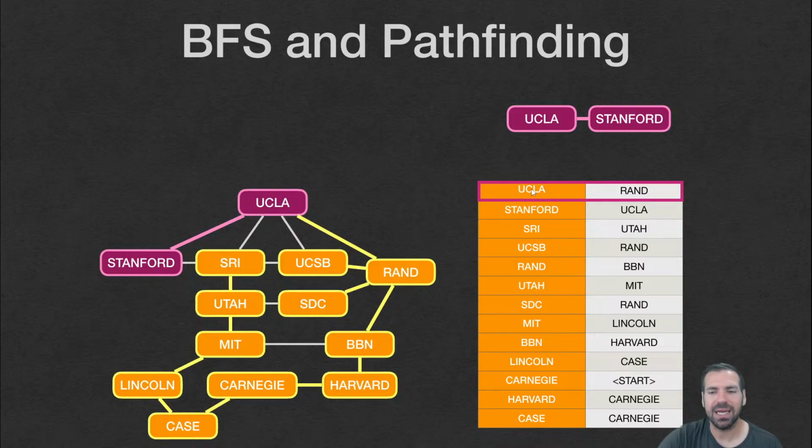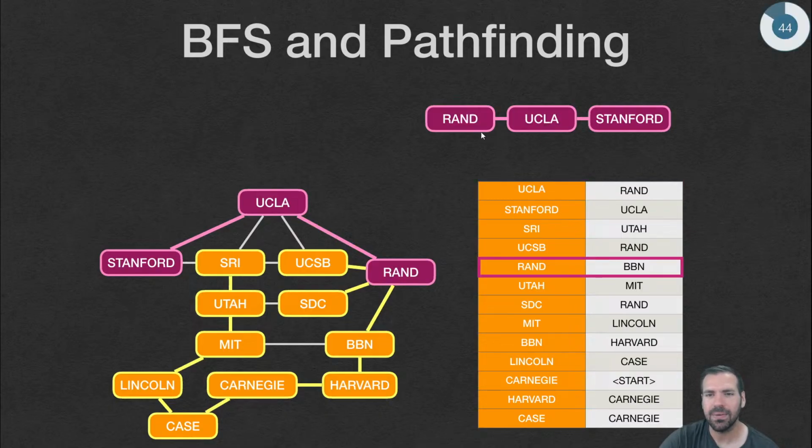And then we're going to ask that node, who discovered you? And we're going to build our path backwards. So Stanford was discovered by UCLA. So UCLA is the second to last node. We're going to ask UCLA, who discovered you? It's going to say RAND. Well, that's our next node.